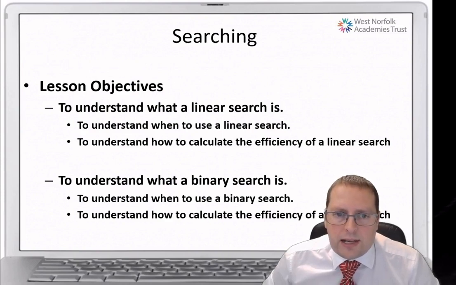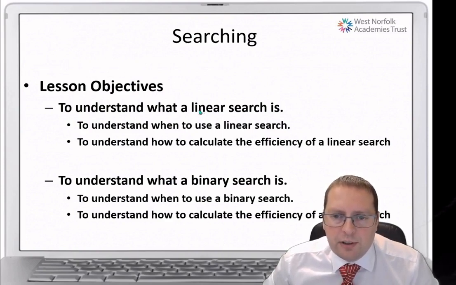We're now going to look at how searches operate on a computer, and there are two types of searches that we're going to try and understand today. The first one is a linear search and the second one is a binary search, and the advantages and disadvantages of each type of search. So it's linear and binary searches that we're going to be looking into today.